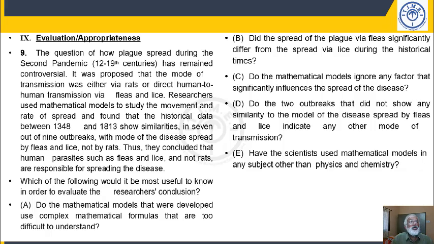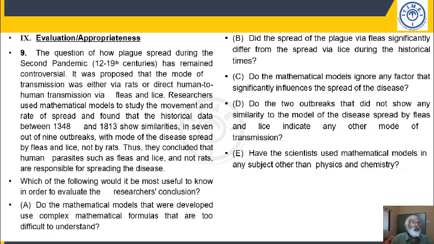It was proposed that the mode of transmission was either via rats or direct human-to-human transmission via fleas and lice. That means the carriers were humans, and fleas and lice carried it from one human to another. That's what human-to-human transmission is. Researchers used mathematical models to study the movement and rate of spread and found that the historical data between these two show similarities in 7 out of 9 outbreaks, with the mode of disease spread by fleas and lice between humans, not by rats. Thus, they concluded that human parasites such as fleas and lice and not rats are responsible.